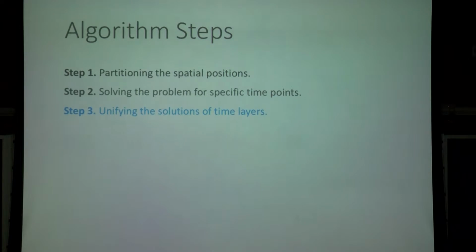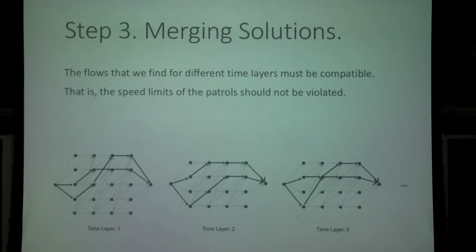Now the problem is how to combine all these time points to give an algorithm for the general case. Well, it's easy to imagine that we can probably combine all these LPs in one LP and minimize the cost over all the possible time points. But the problem really is that these flows should be compatible, and they may not be compatible because of the speed limit that we have on the patrol rows. So for example, if we have an assignment for time 1, it has to be compatible with the assignment that we give for time point 2.